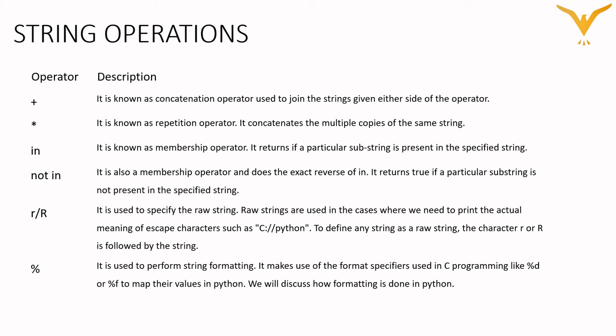Then we have string formatting operator. Now as you know that in C programming we used %d and %f operator. So what is %d? %d is used to print integer value in C programming, and %f is used to print float value in C programming. Similarly these two operators we can use in string also to print a particular value of a different data type. So this was all about string operation.